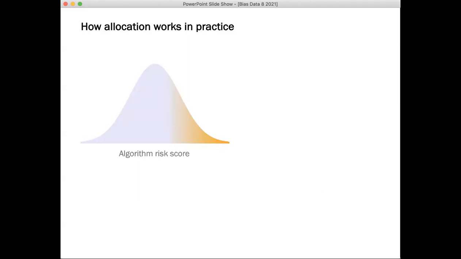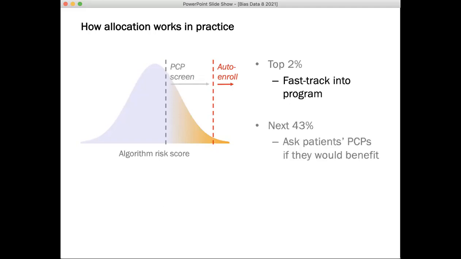And there's some distribution of scores. And there's some right tail of people who really look like they're going to get sick. And so that top 2% in the healthcare system we studied gets fast-tracked into the extra help program. So they're in. The next half, approximately, gets shown to their doctor.